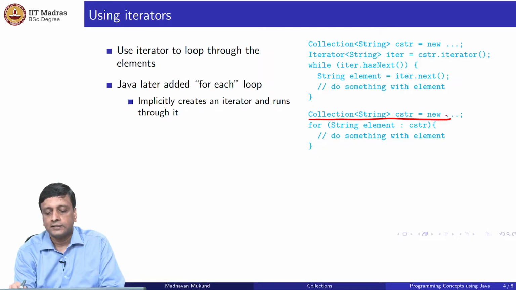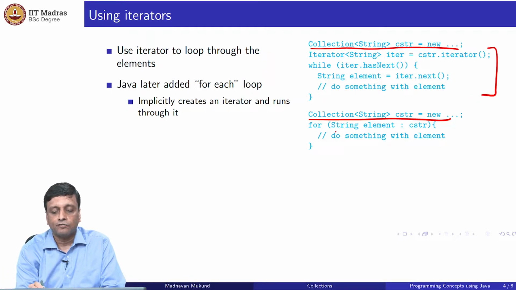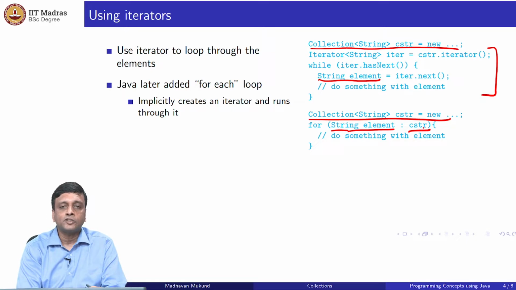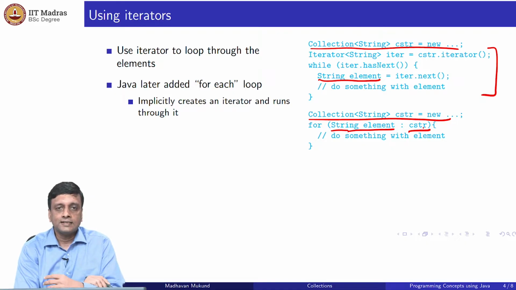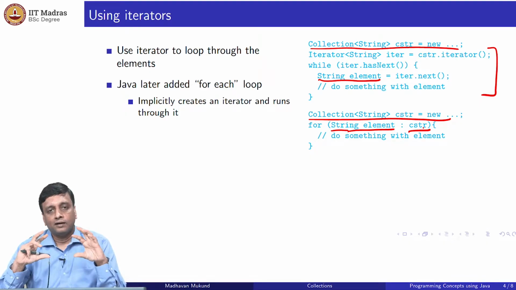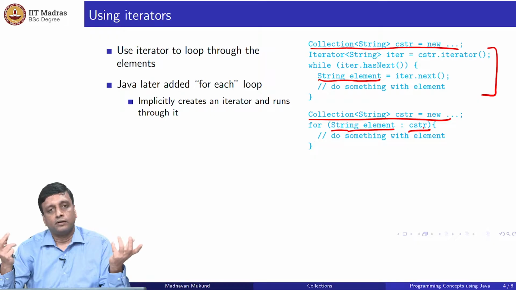I create this collection as before, right, and now instead of doing all this iterative business, I just run a for saying I take this string element and I make it a variable of my for loop, and I say this will now range over all the elements of my collection. So at one level, it is just what's called syntactic sugar. It is just a kind of a wrapper around an iterator, right.